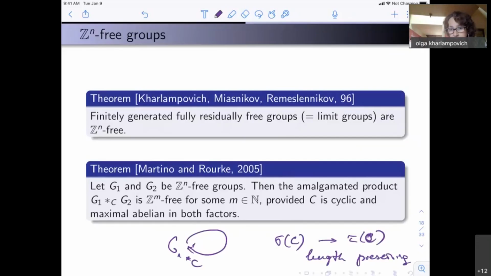Like the length of element C in G, the length of element sigma of C in G and tau of C, they must have the same length. Then the HNN extension will act freely on Z^n. But again, you cannot say if and only if, because there are many ways to define length in G, and sometimes you don't know, so maybe there is a length preserving isomorphism, but you just don't know it.